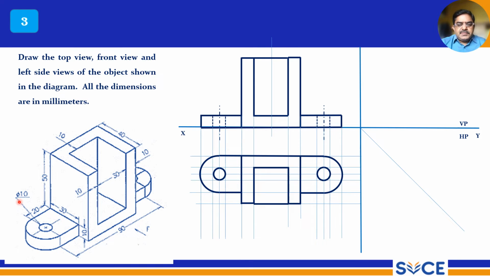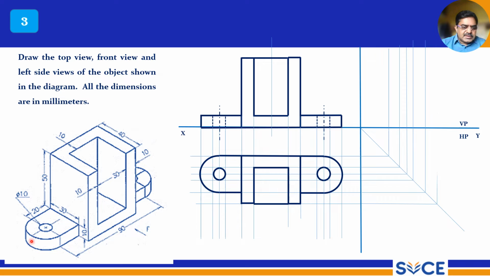Now the side view. As usual, draw the x1 y1 line, draw the 45-degree line, and project all the points. Now this is visible like a rectangle, a complete rectangle. So this surface is like a rectangle, it is visible.